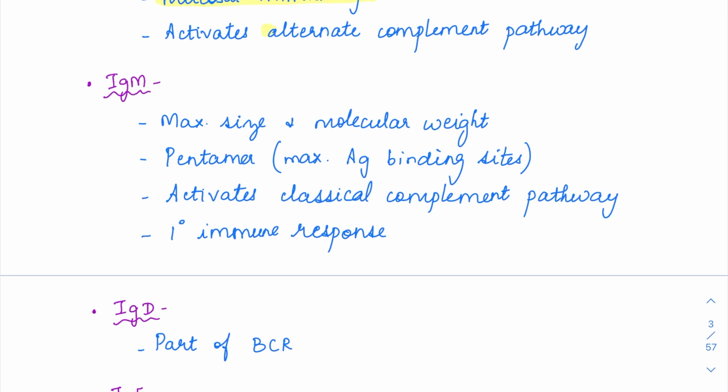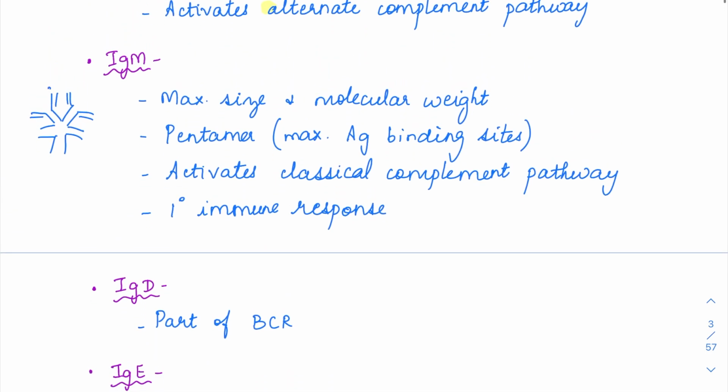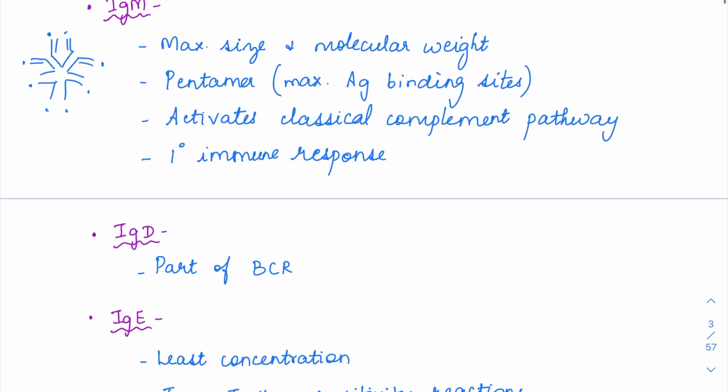Then comes IgM. IgM has the maximum size. It is going to be a pentamer actually. Pentamer means that if one immunoglobulin structure is like this, there are going to be 5 immunoglobulins attached like this. That is why it is called a pentamer. It has the maximum molecular weight and the maximum size. Since it has 5, it has the maximum immunoglobulin binding sites as well. So all of these sites can have antigen binding.